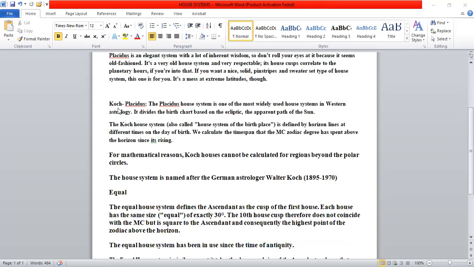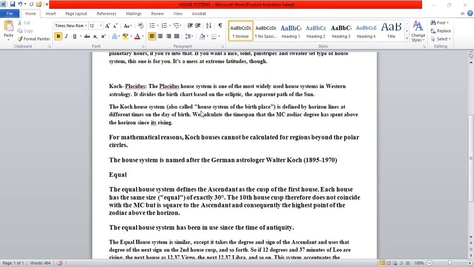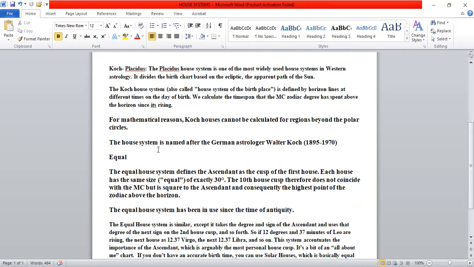Okay, so, oops, how did I get this one? Oh, this was just a little thing. Okay, the Placidus house system. We already said that. The Koch, also called the house system of the birthplace, is defined by the horizon line at different times on the day of birth. We calculate the time span that the MC, the medium coeli, the midheaven zodiac degrees, has spent above the horizon since its rising. Okay, so here's where it changes. So this is the sentence that tells the difference between the two, I think. Okay, for mathematical reasons, Koch houses cannot be calculated for regions beyond the polar circles. See, they fall apart up here.